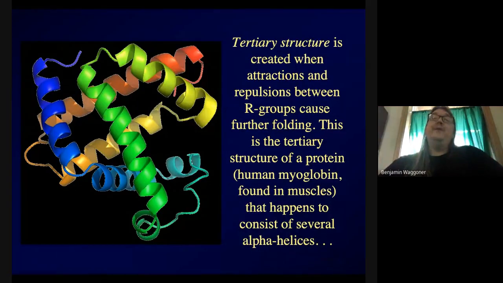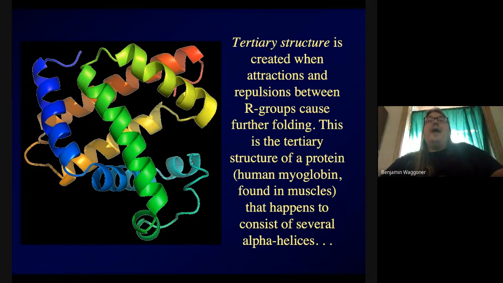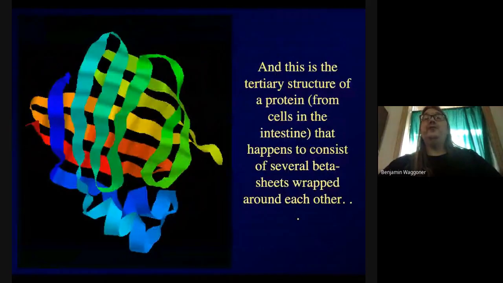This is a protein found in your muscles, and it happens to have a number of alpha helices. So the bits here that look like telephone cords are alpha helices, and then the parts that look like wires represent chains of amino acid that are not forming either an alpha helix or a beta sheet. They're just kind of zigzagging around. And the whole thing folds up into a tight, compact structure, one that, by the way, binds oxygen and transports it to your muscles to the spot where it's needed. So that's your tertiary structure.